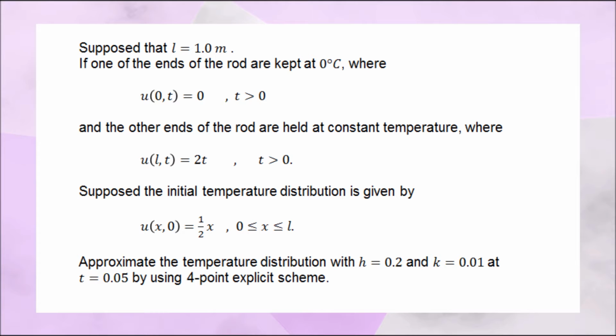One end of the rod is kept at 0 degrees Celsius, the other end is kept at a constant temperature, and the initial temperature given is u(x,0) equal to half x. So we need to approximate the temperature distribution with h equal to 0.2, k equal to 0.01, at t equal to 0.05, by using the 4-point explicit scheme.